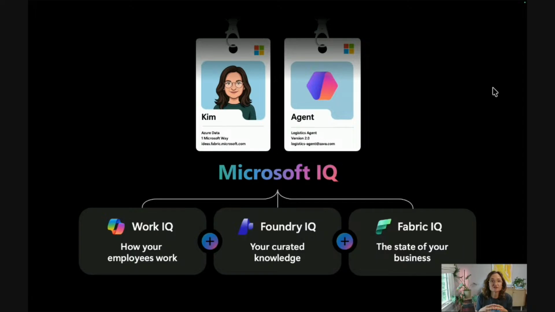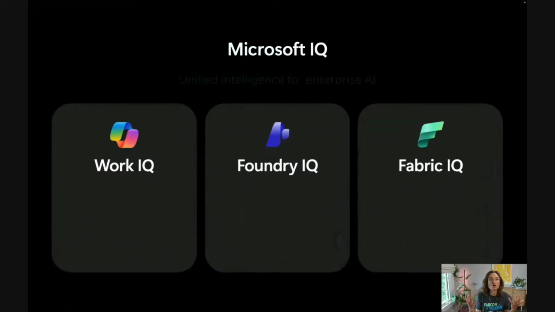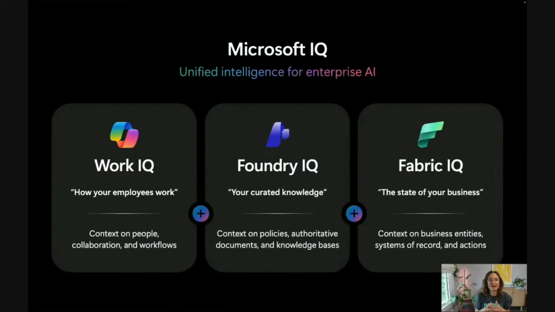Microsoft IQ is the layer of context across all of these areas, whether it's how your employees work, leveraging Work IQ in Microsoft 365, Foundry IQ, those curated knowledge bases end to end, and of course Fabric IQ, which shows you the state of your business and what the data says. So these all come together to empower not just our employees, but our agents. And it takes a regular old LLM that knows a lot about the internet to knowing a lot about your business and how you work.